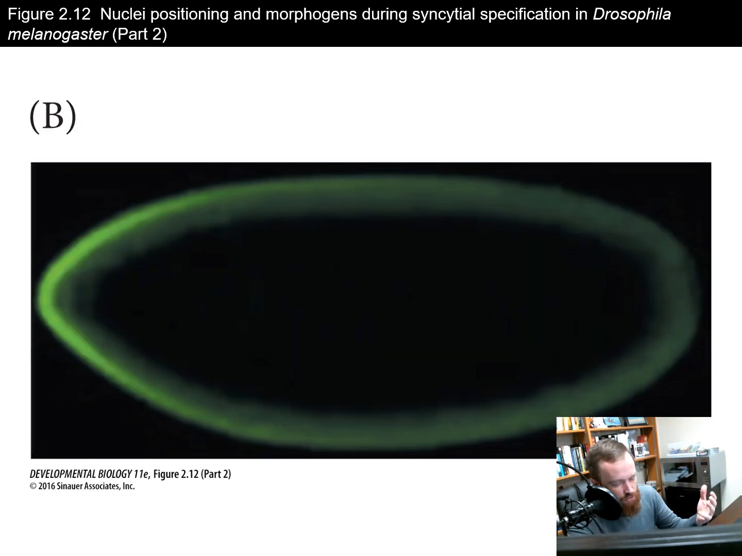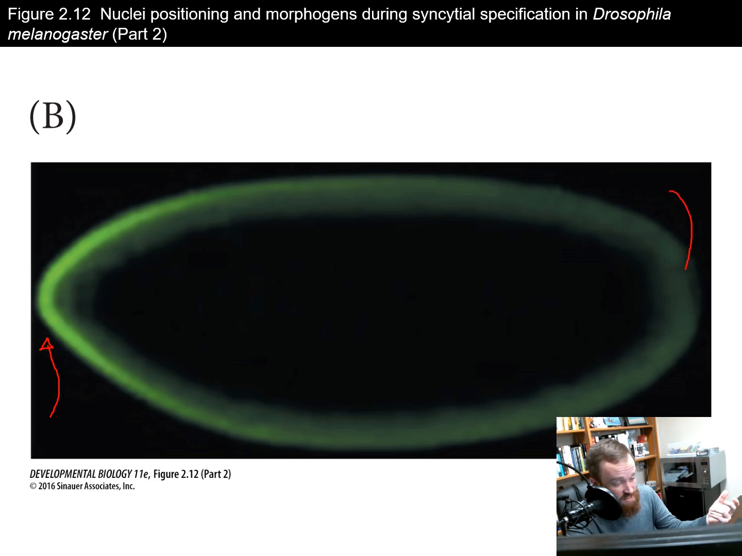So we mentioned this gradient that exists across this developing egg, and in this case we're going to talk about one that you're going to hear a lot about throughout the semester, and it's called bicoid. And bicoid is a morphological factor that establishes the anterior-posterior gradient across the developing embryo. And the highest concentration is at the anterior. So you can see here it's stained with GFP, or green fluorescent protein, and you can see that it's very bright at the anterior position.